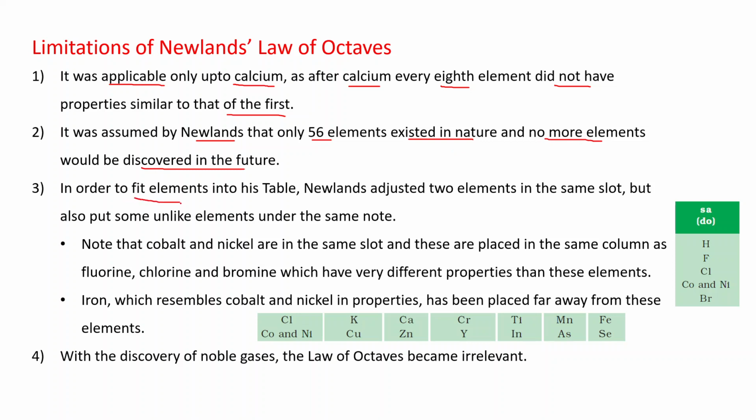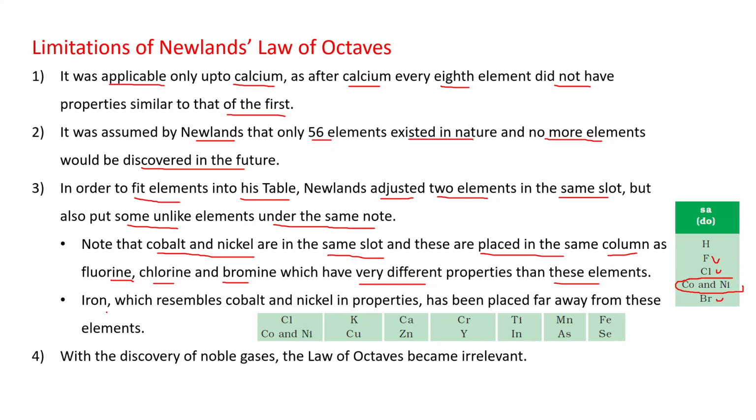In order to fit elements into his table, Newlands adjusted 2 elements in the same slot, but also put some unlike elements under the same note. You can see that cobalt and nickel are in the same slot, and these are placed in the same column as fluorine, chlorine and bromine, which have very different properties than these elements. The properties of cobalt and nickel are completely different from fluorine, chlorine and bromine.